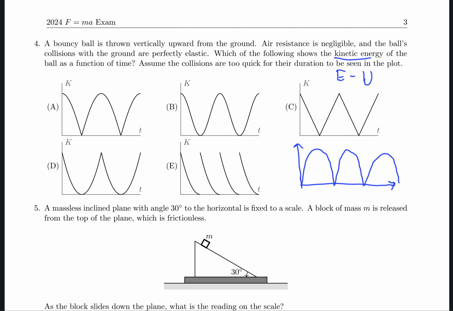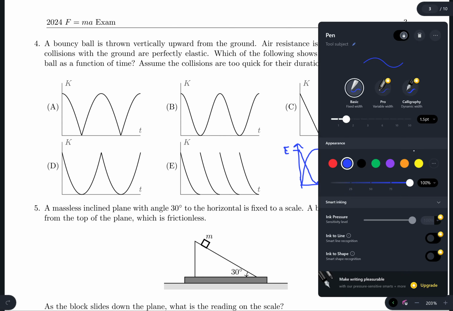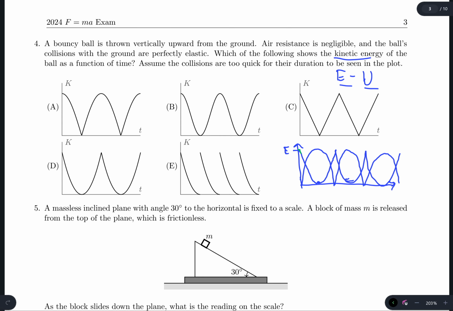Now, we're taking E minus U. So if I can sketch it, kinetic energy will be just always total energy minus U. And you can see you get this sort of diagram. I'll highlight it in green for our kinetic energy. And yep, it fits D.